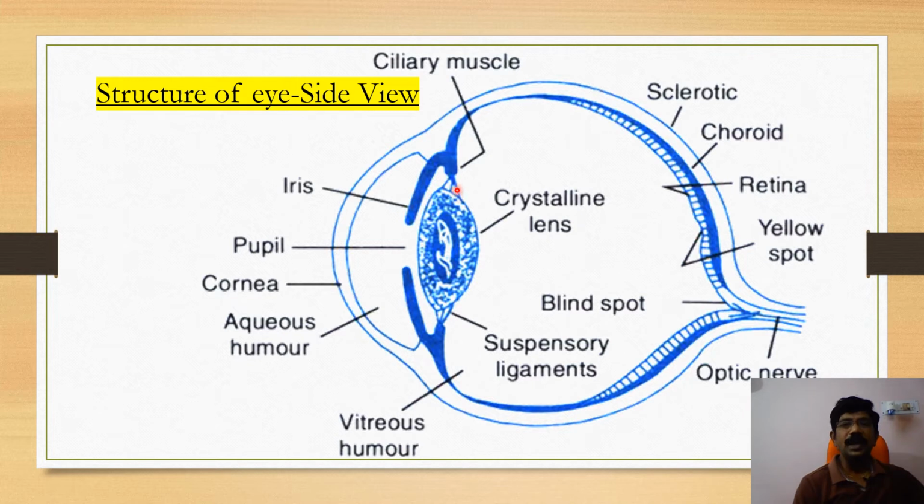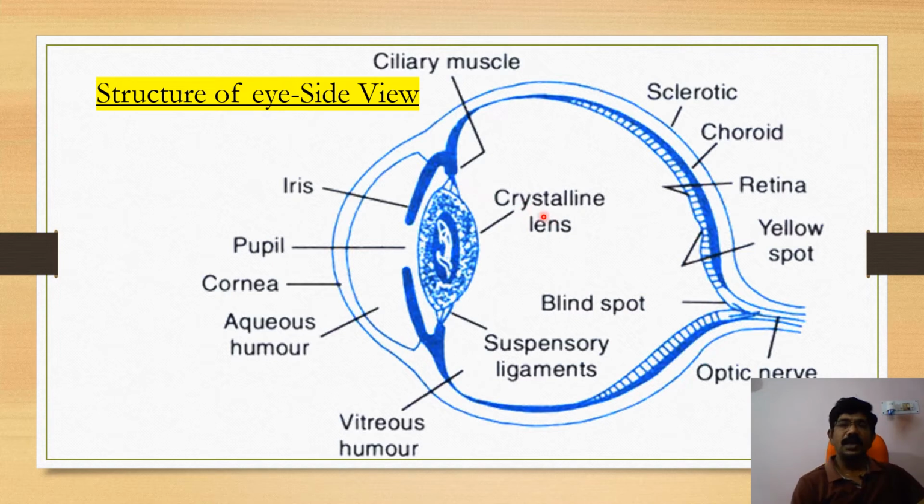Next, behind the iris, there is a crystalline lens known as eye lens. This eye lens is attached to the suspensory ligaments. One end of the suspensory ligament is attached to the eye lens and the other end is attached to the ciliary muscles. This is a ciliary muscle, and this one is the suspensory ligament. Are you clear about that one?